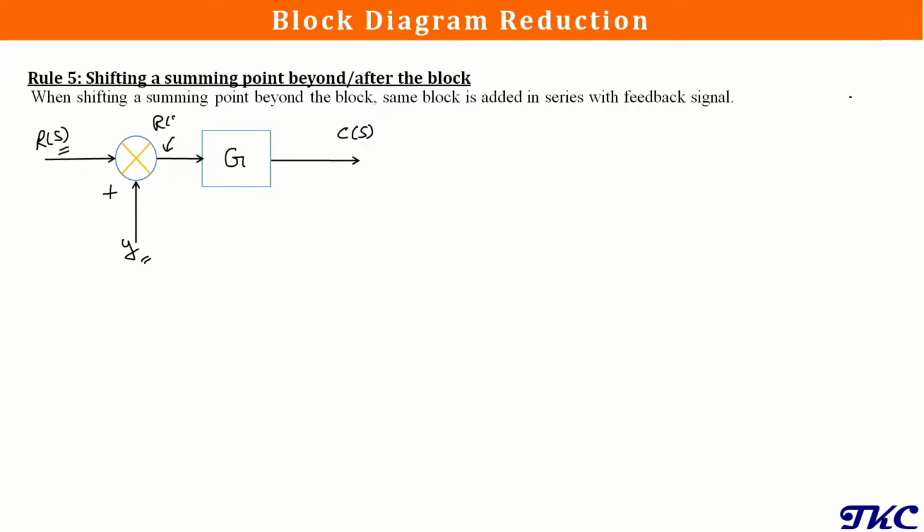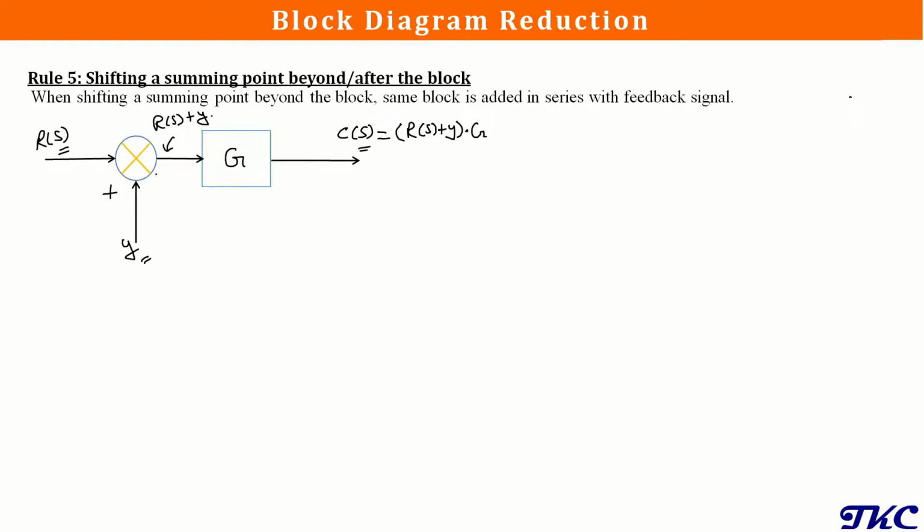So it will be R of S plus Y. Now this R of S plus Y will go through this block and will be multiplied by its transfer function. So that is going to give us the output. So the output will be R of S plus Y into G. So this is the output here.